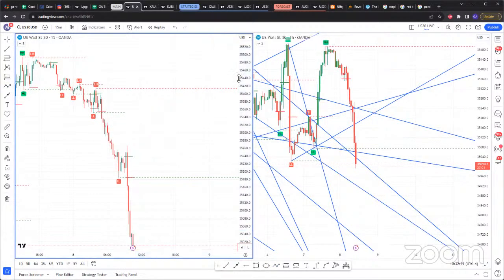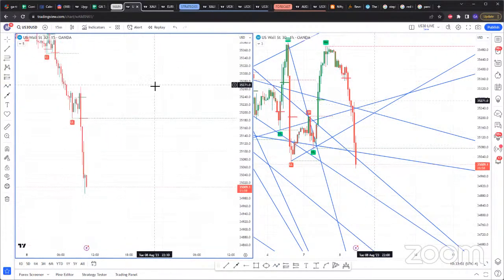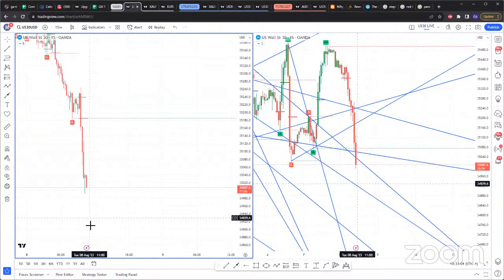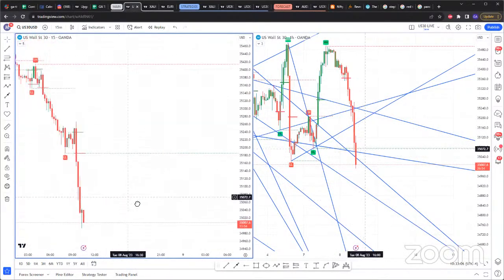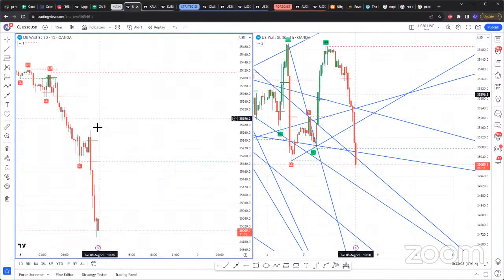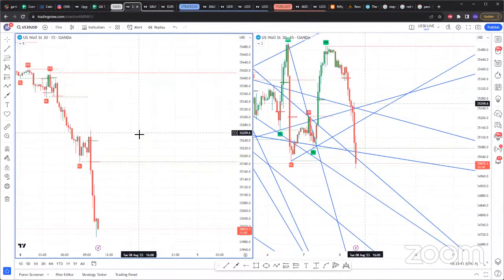So also think of them as areas where you could set pending orders. The issue with pending orders is that you're not going to get that break and retest. You're going to be filled in at that particular price.